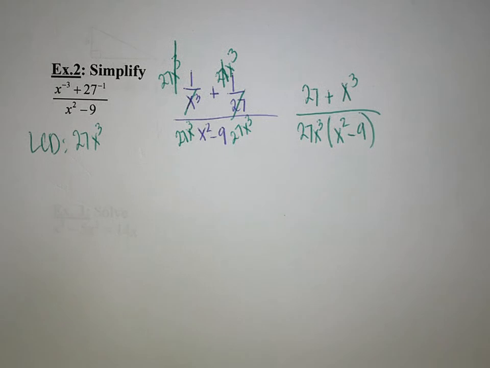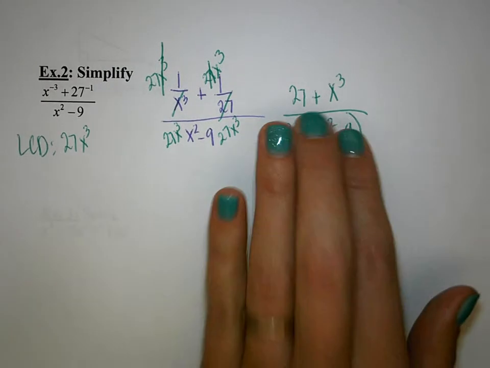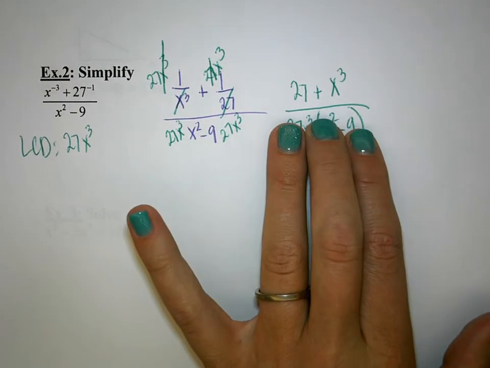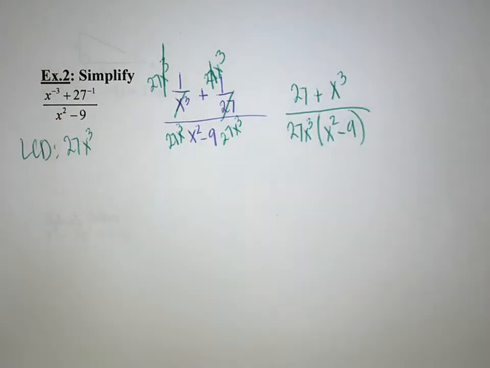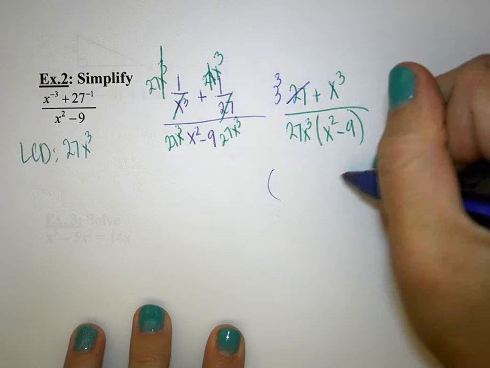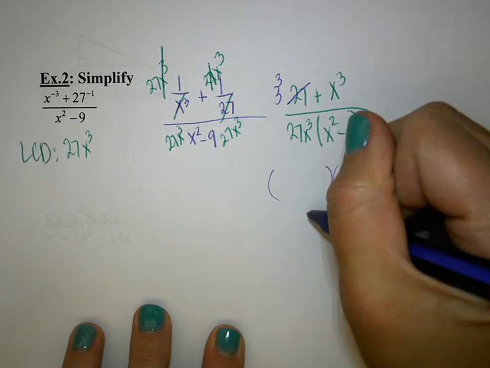Okay, who knows what we would do next? Okay, we can separate the x squared minus 9. Let's look at the top here. Is this factorable? Yes. How? Good, cube factoring. So 27 is actually what? 3 cubed. Okay, so we make our two parentheses for the top here.